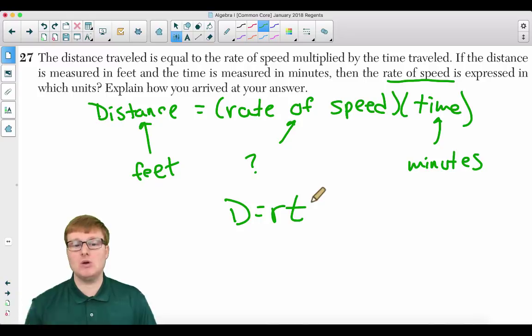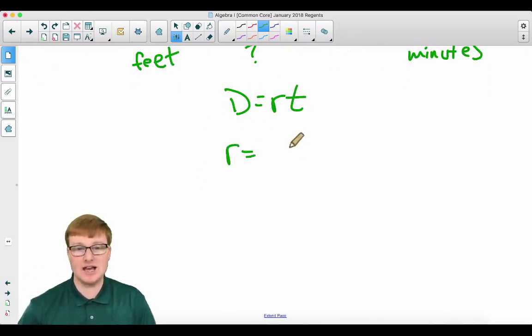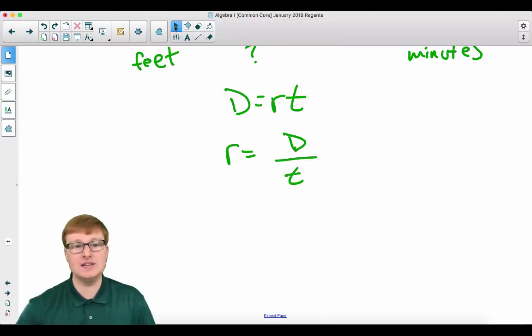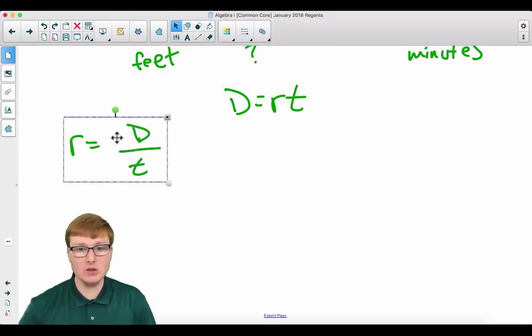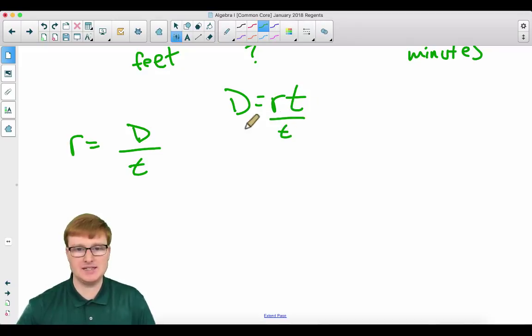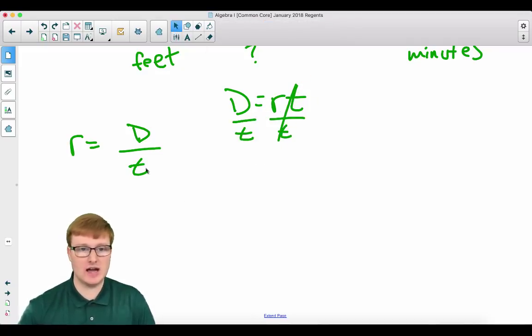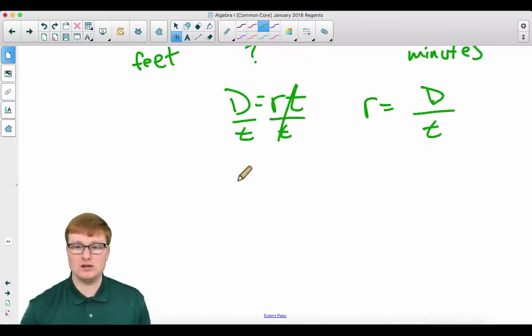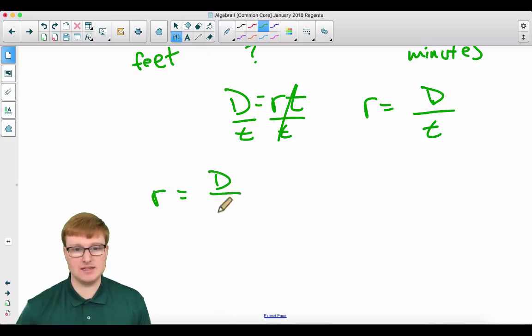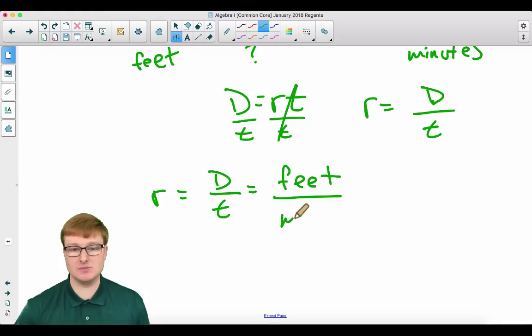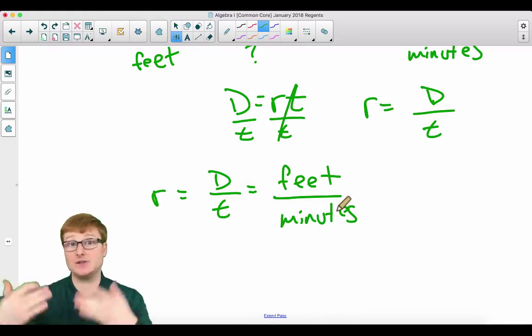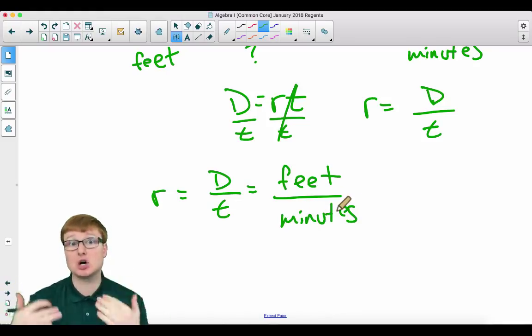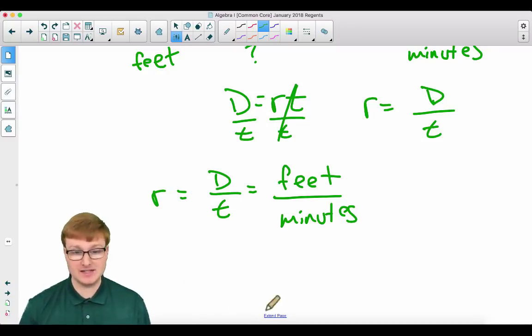But we know that the rate of speed can be expressed as distance divided by time. This is actually a literal equation. All I did is I just divided both sides by t, and I solved for r, which I got r is equal to d divided by t. Well, if the rate is d divided by t, and the distance is expressed as feet and the time is expressed as minutes, I got it. It's feet over minutes, which is feet per minute. So that's your answer, folks. It's actually feet per minute.